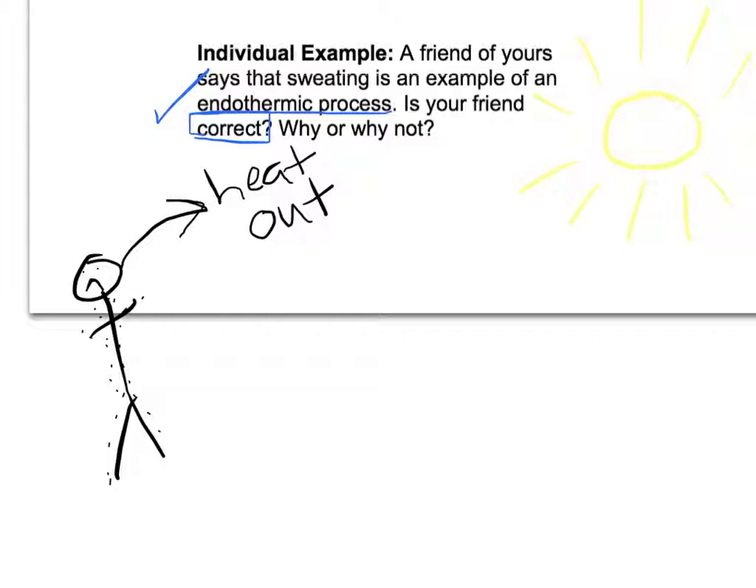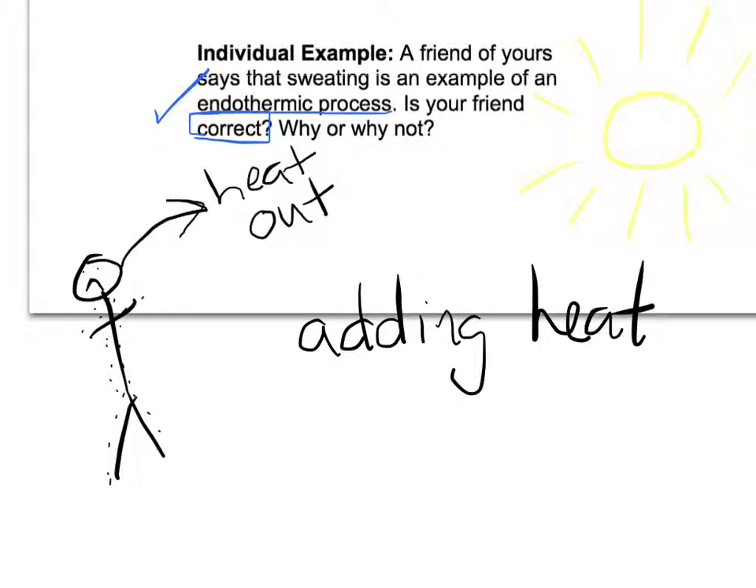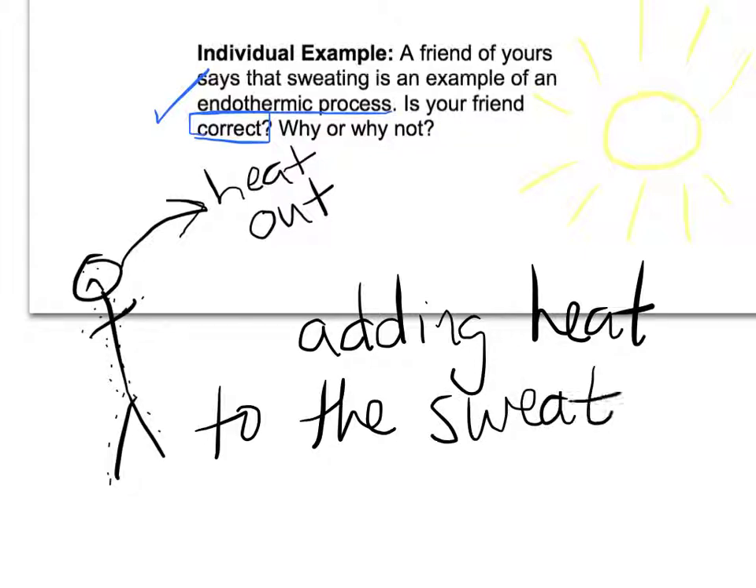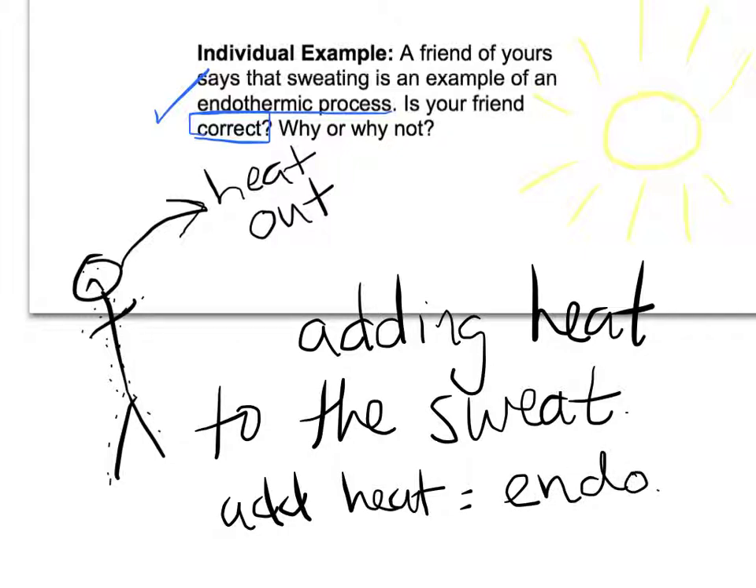So your body is actually adding heat to the sweat. Okay, and anytime you're adding heat, that is an endothermic process. So adding heat equals endothermic. Okay, and if you're adding heat to something, that's an endothermic process, and your body is warming up the sweat so much that it will evaporate. Okay, and that is how your body cools off.